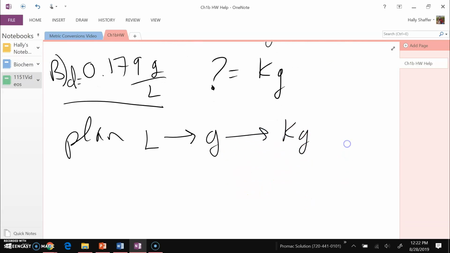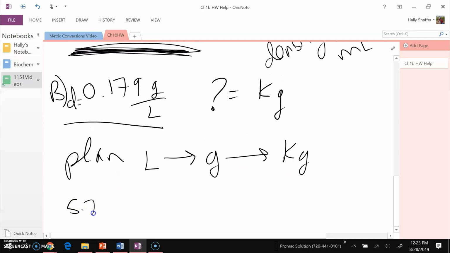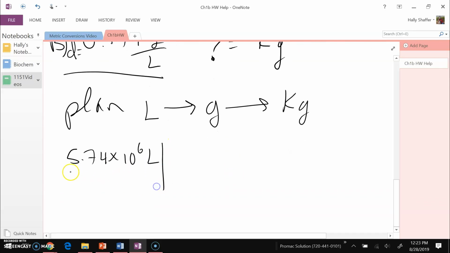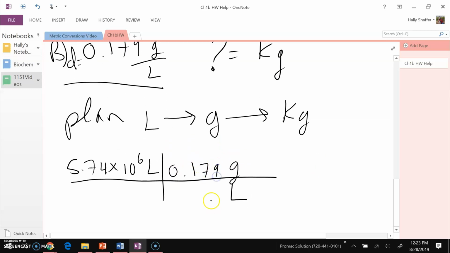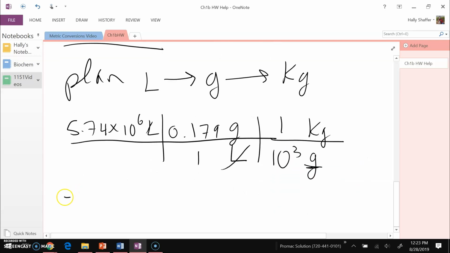So that's your plan. I've got that volume, 5.74 times 10 to the 6th liters. Liters is on the bottom, grams is on the top: 0.179. If you want, you could put a 1 down there if that looks weird to you. Liters cancels. Now grams to kilograms. I memorized that kilo is 10 to the 3rd, but grams is the base unit, so 10 to the 3rd goes with the base unit and the 1 goes with the kilo. So your answer here should be 1.03 times 10 to the 3rd kilograms.